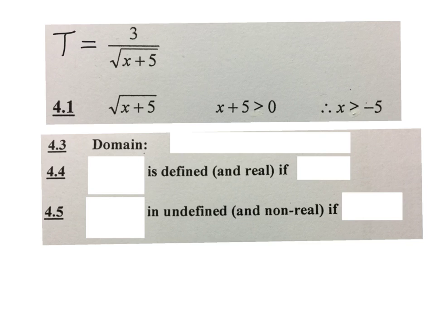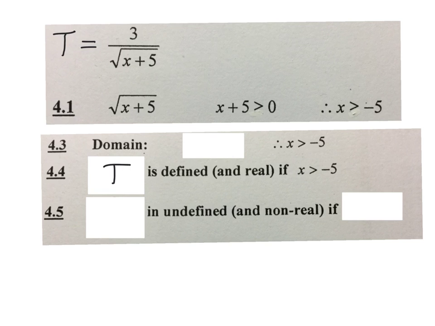So we can answer the same three questions now. If they ask me, what is the domain of t? I will just write, x must be bigger than minus 5. If they ask me for what value of x will t be defined, I'll say t is defined and real if x is bigger than minus 5.